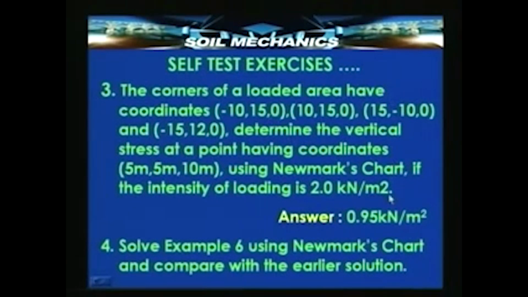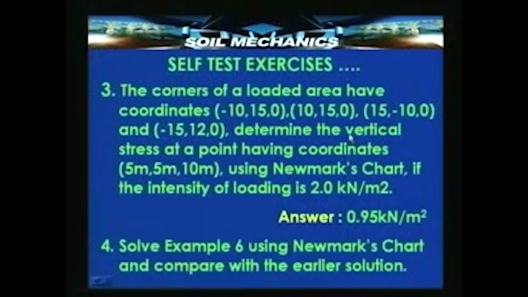There are two more problems here. There is a rectangular area, the coordinates of which are given. The coordinates very clearly show that it is a quadrilateral. The vertical stress is required at a point 5, 5, 10, meaning at a depth of 10 meters at a point having x, y coordinates both equal to 5 meters. You can draw this to the scale of the Newmark's chart, superimpose this on the Newmark's chart and get the total number of areas lying within this. That will give you the total influence factor. That multiplied by the load 2 will give you the final answer of 0.95 kilonewton per meter square.